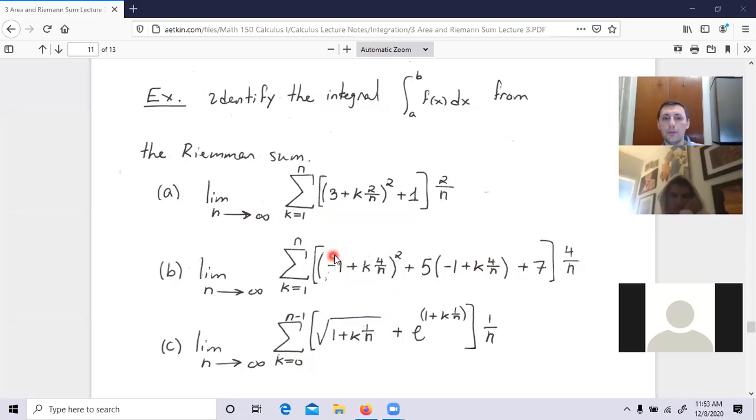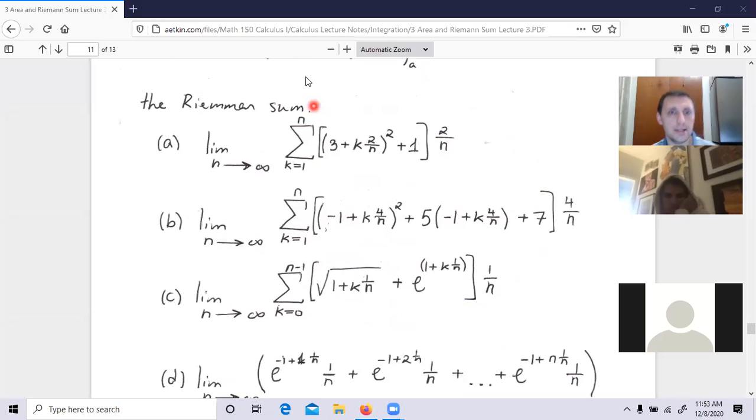So for B, the answer is very simple. It's the integral from what point? I can begin at minus 1. And where do I end? If k is equal to 0, the point is minus 1. If k is equal to n, it's minus 1 plus 4, which is 3. You see how I obtain the bounds of integration.